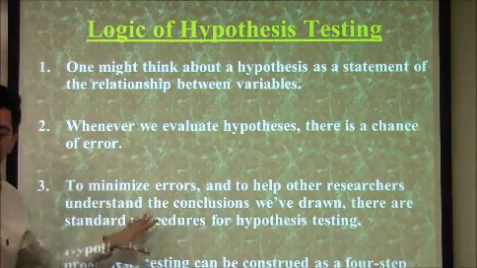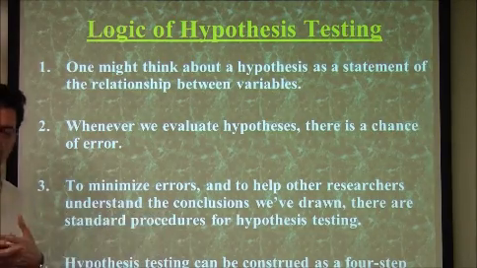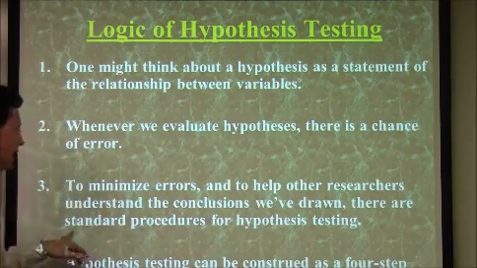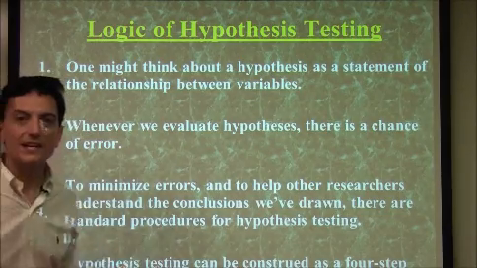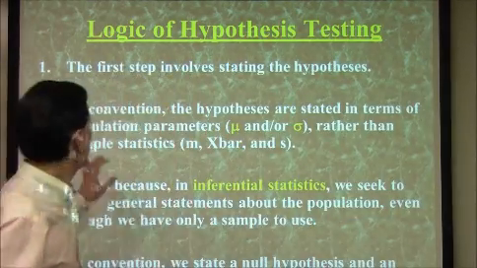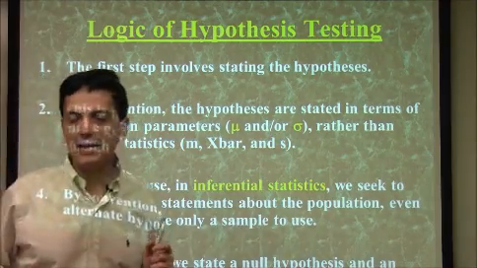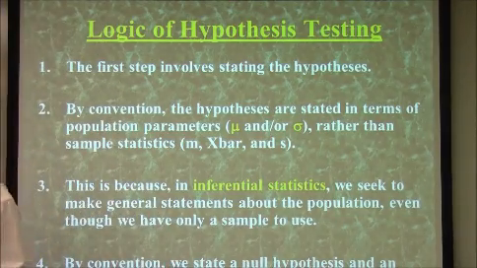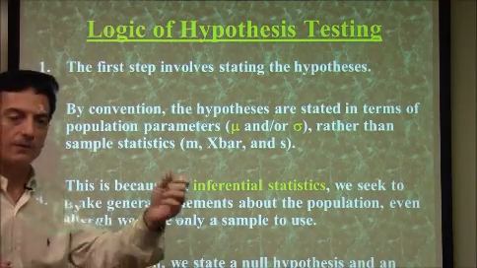To minimize those kinds of decisional errors that we might make, and to help other researchers understand the kinds of conclusions that we're drawing in our research, there are some standard procedures that we're going to be learning about. And we're going to divide these into a four-step process. The first step involves stating what the hypothesis is, and we typically have a hypothesis that we call the null hypothesis, that we'll see in a moment is signified by H0, 0 for null.